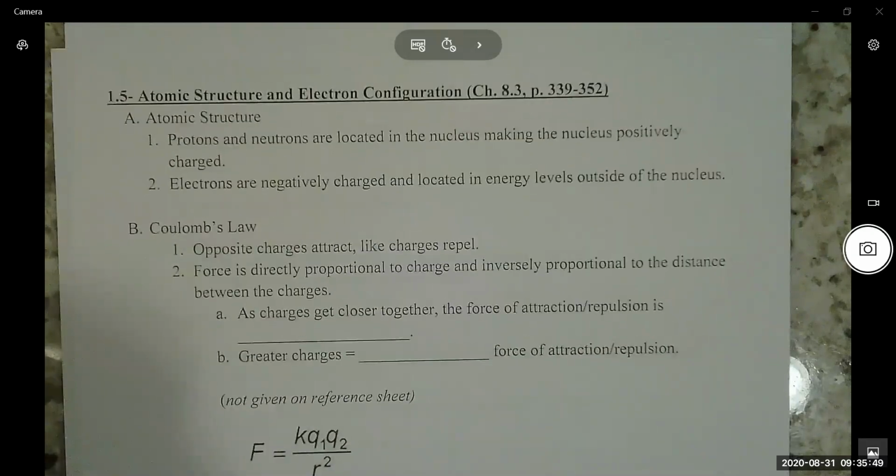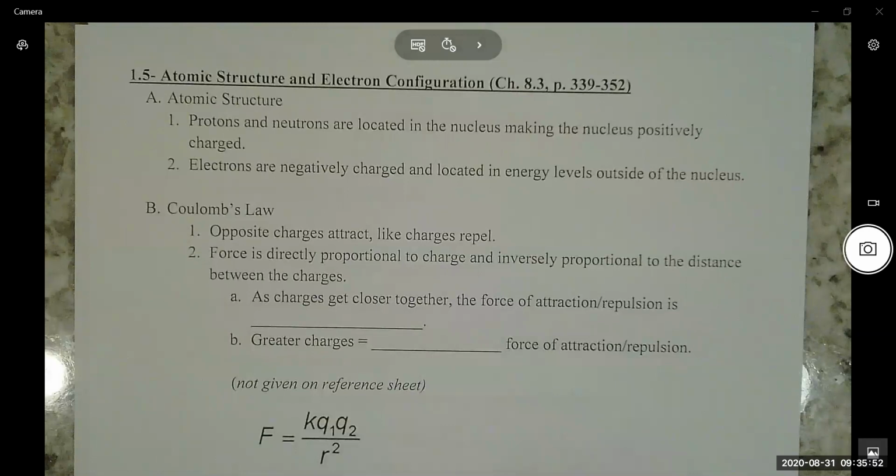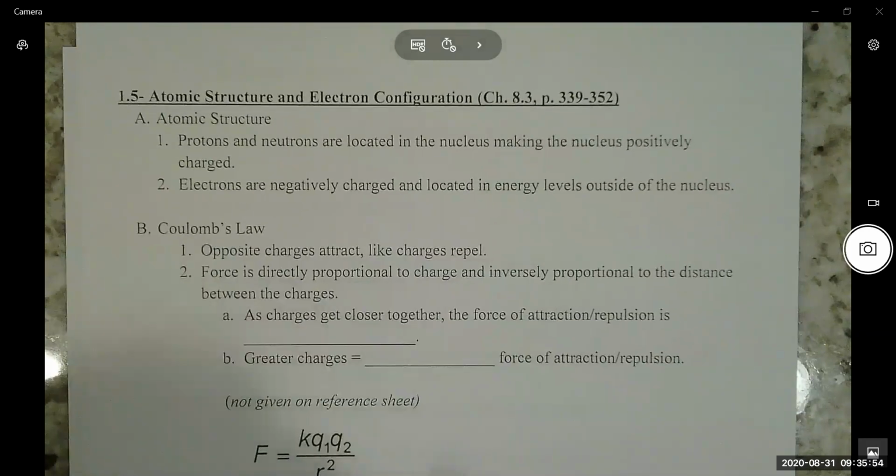All right, we're going to go ahead and go through 1.5 of our notes really quickly. This should be a review for you guys on electron configuration, so most of it I'll be able to go through fairly quickly. You guys have this section in your notes. Go ahead and make sure you're filling it in as we go through.